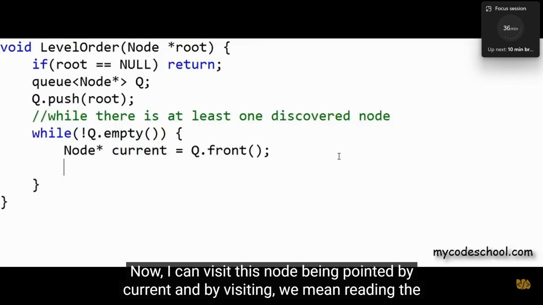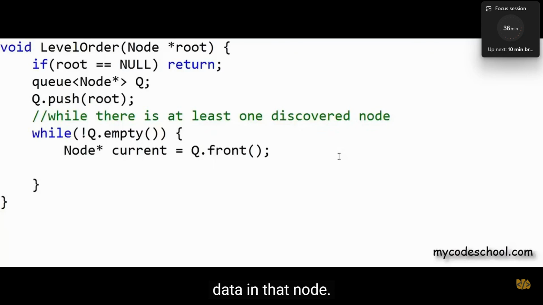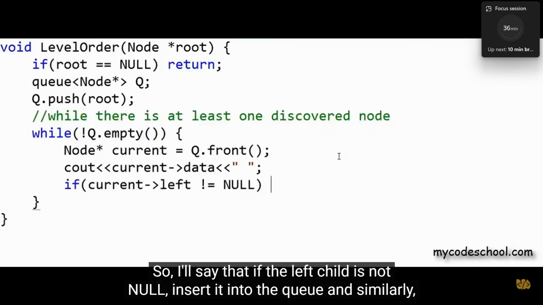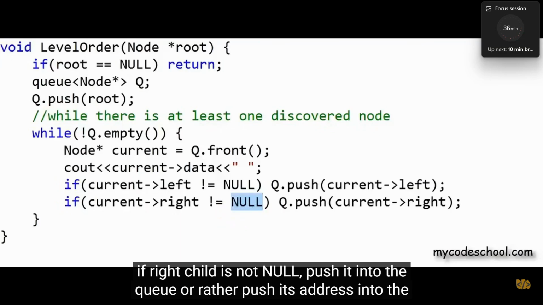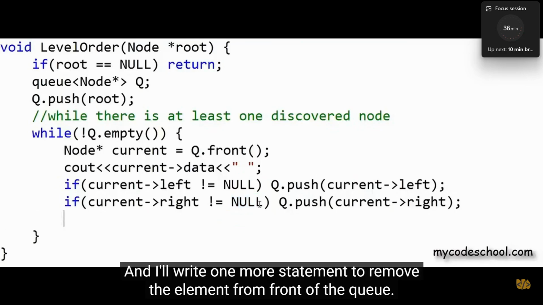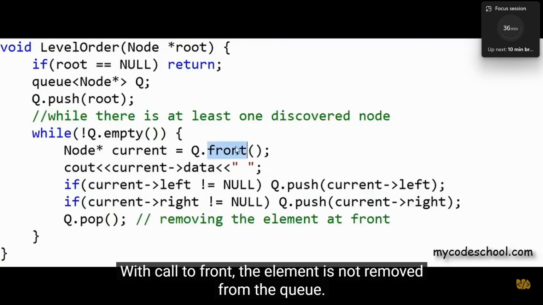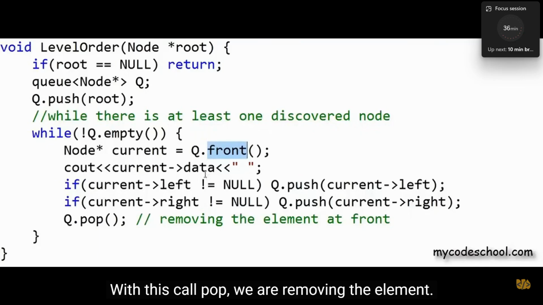Now I can visit the node being pointed to by current, and by visiting we mean reading the data in that node. I'll simply print the data. Now we want to push the addresses of the children of this node into the queue. So I'll say that if the left child is not null, insert it into the queue, and similarly if the right child is not null, push its address into the queue. I'll write one more statement to remove the element from the front of the queue. With a call to front, the element is not removed from the queue. With this call to pop, we are removing the element.